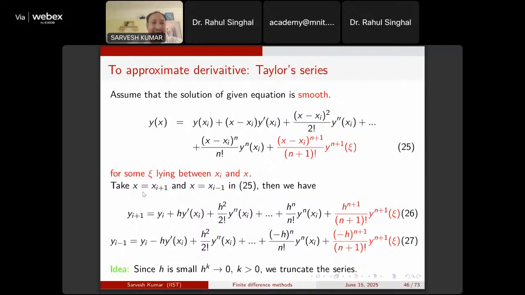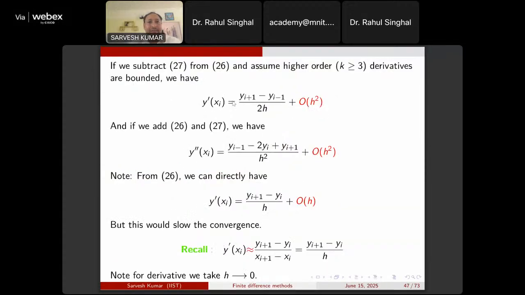So now let's take x equal to xi plus 1. Then we have this and we have this. This is the idea of the Taylor series. Now we can approximate the derivative. If you subtract, y dash xi is nothing but yi plus 1 minus yi minus 1 over 2h, with error of order h square. Similarly, if we add, we get order h square. This is the central difference scheme which we discussed in the case of implicit and explicit methods. Remember?